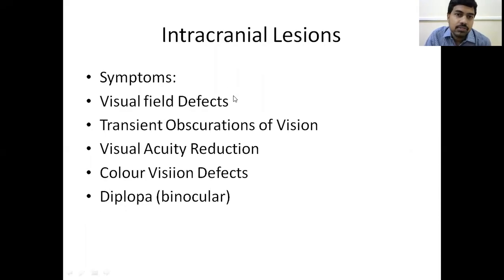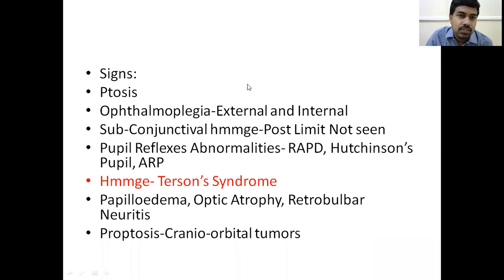And intracranial lesions. Any intracranial lesions or tumors that are present, the symptoms could be visual field defects, transient obscurations of vision, TIA, visual acuity reduction, color vision defects, and diplopia can be seen in case of intracranial lesions. And signs will be ptosis. These are all because of nerve palsy, compression of the third nerve and fourth nerve. They can cause ptosis, ophthalmoplegia, external ophthalmoplegia, where extraocular muscles, that is recti and obliques and LPS, can be involved. And internal ophthalmoplegia means sphincter pupillae and dilator pupillae can be involved. Suppose there is some CNS tumor, it can cause pupillary dilatation.